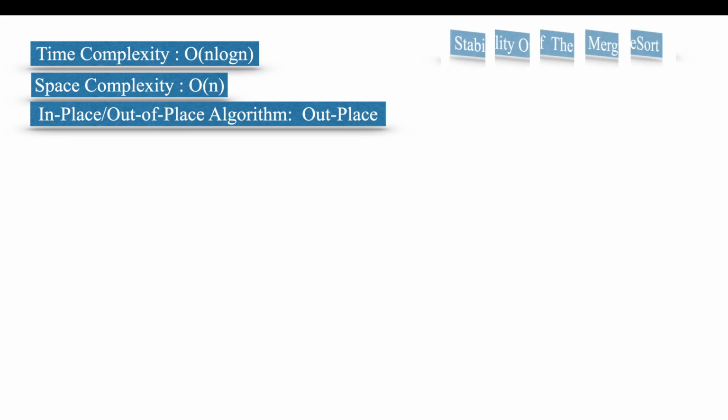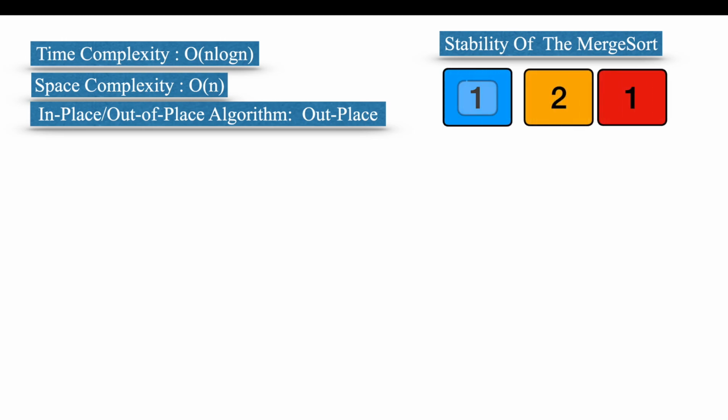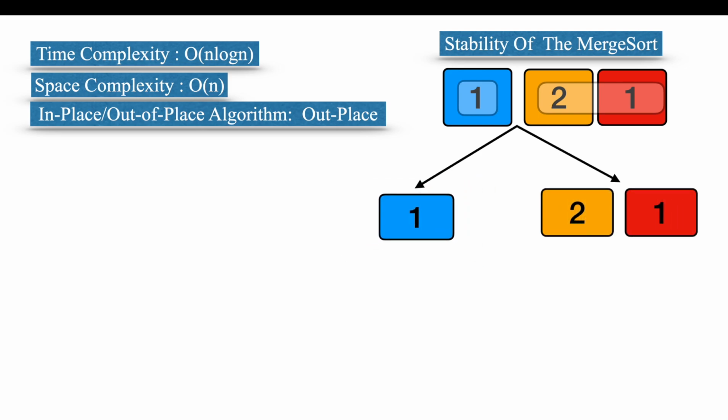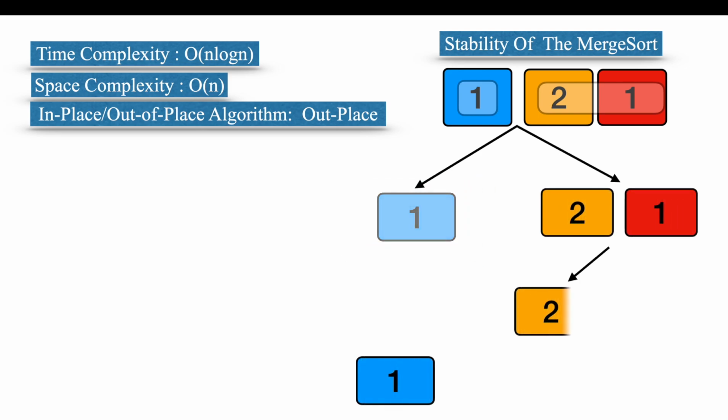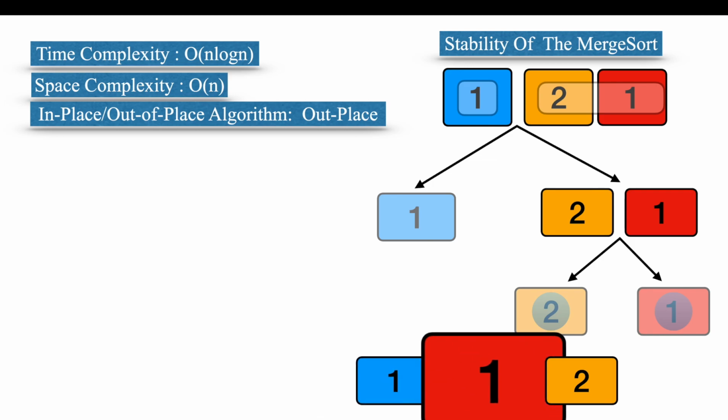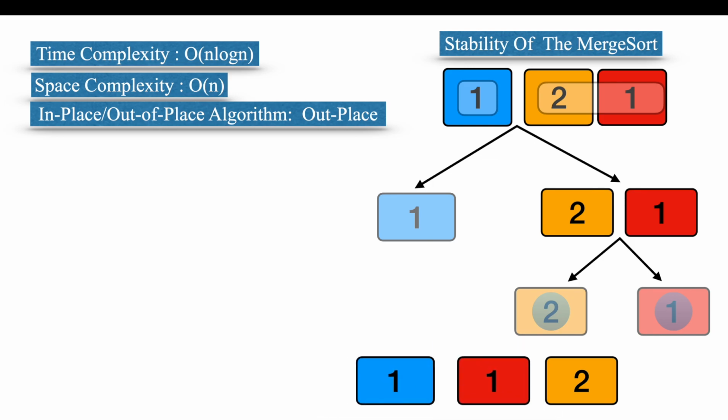Let's move on to the stability of MergeSort. Stability comes into the picture whenever you have duplicate keys. See here, you have duplicate keys, one with a different property. Here, the red one came after the blue one. Let's see, after applying MergeSort, is it preserving the order or not? Yes, after applying MergeSort as well, the red one came after the blue one, so it is preserving the order. So MergeSort is stable.